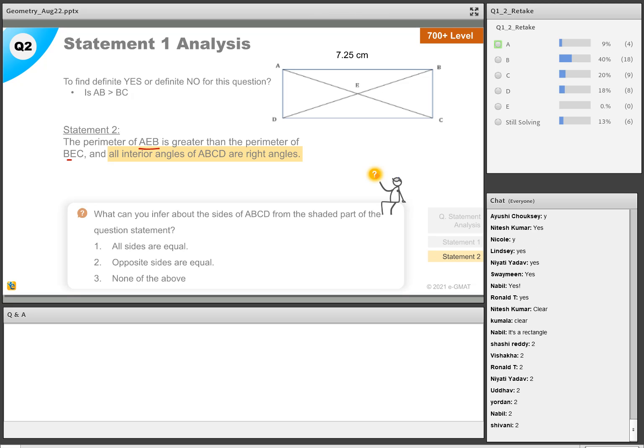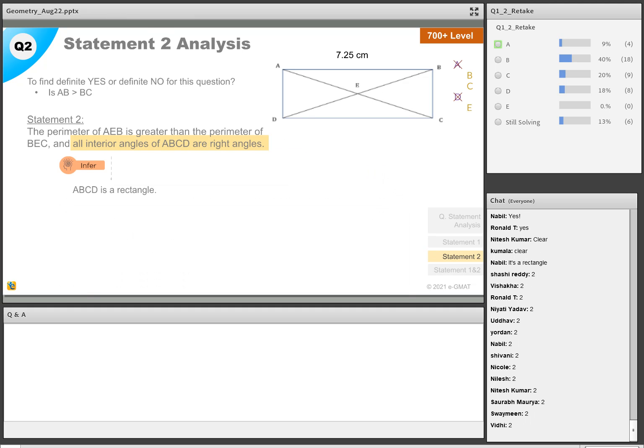Opposite sides are equal, right? Perfectly right. Absolutely correct. Very good. So now that we know that opposite sides are equal, we can say that ABCD is a rectangle. So everyone who had assumed ABCD to be a rectangle till this point, you could not have told that ABCD is a rectangle. It's only with this extra piece of information that we can see it.